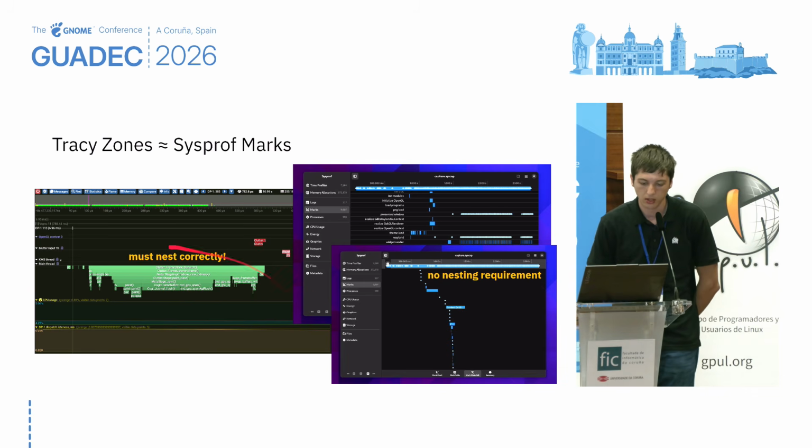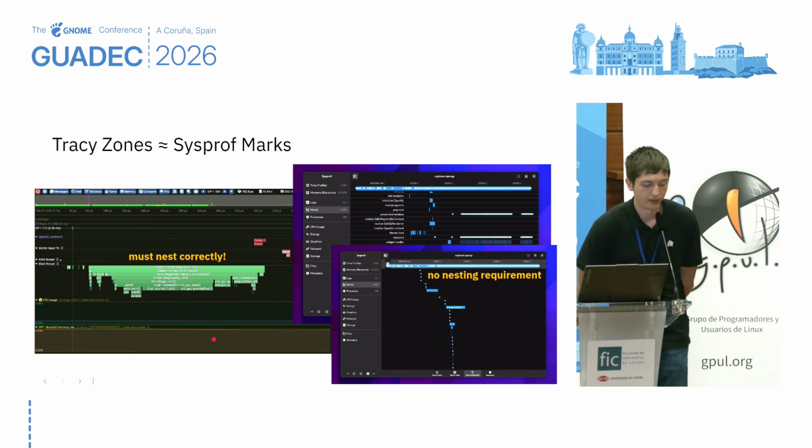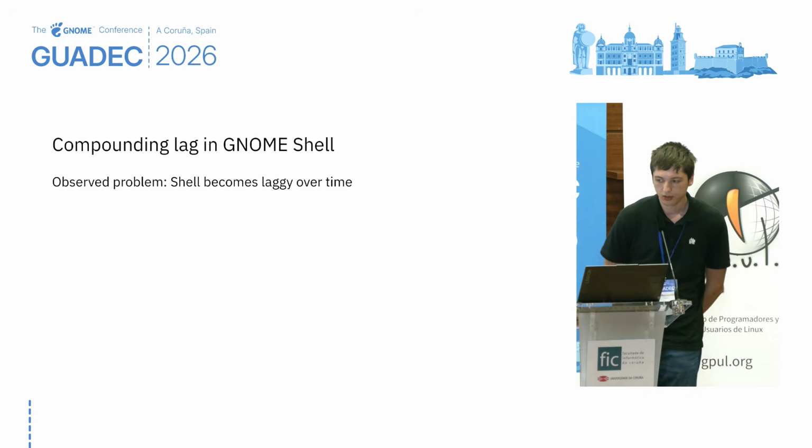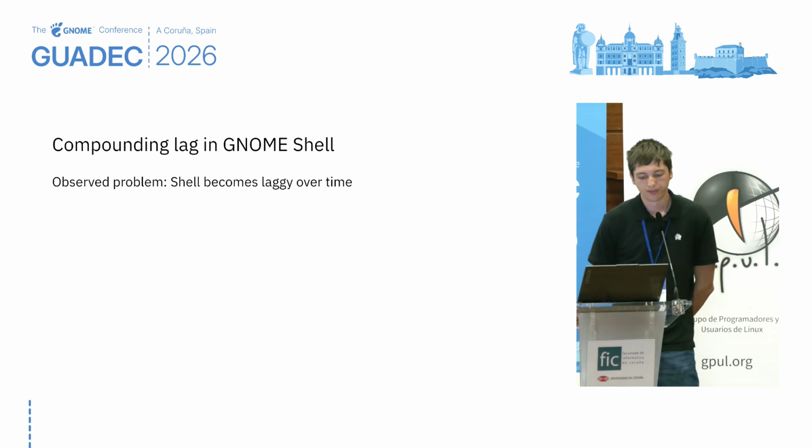So in Tracy, it can show this nested view. And in sysprof, it has to show like the marks chart or the marks waterfall. And in my opinion, the Tracy timeline view is very useful for diagnosing individual frames and other performance problems. So let's look at an example from the STF.